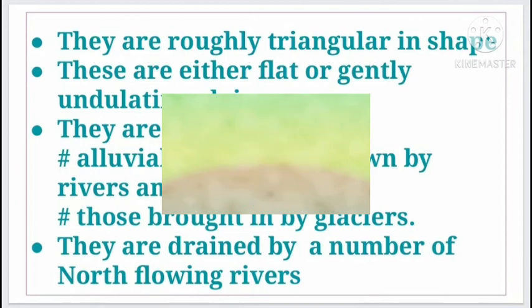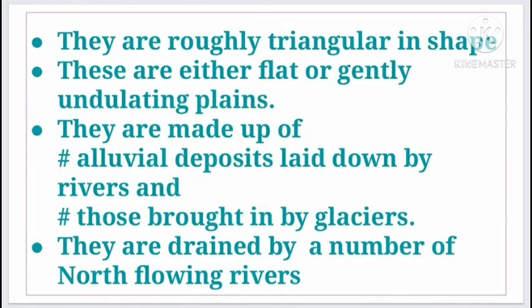Let us check the features one by one. First one, they are roughly triangular in shape, that we already discussed. And these are either flat or gently undulating plains. Means some areas are flat leveled terrain, but in some other regions they have a very gentle slope. They are named as undulating plains or rolling plains, where there are some small hills present.